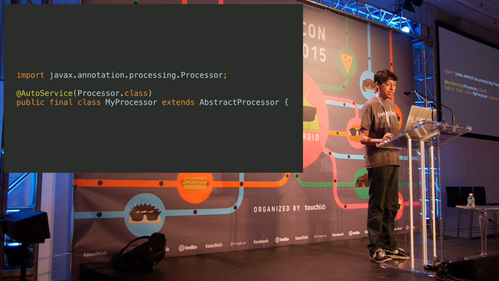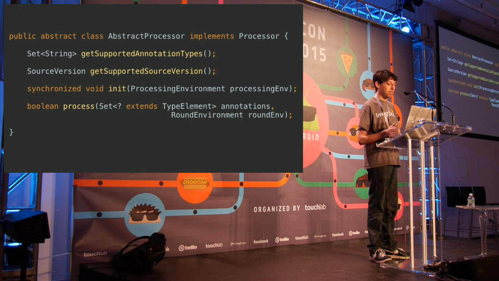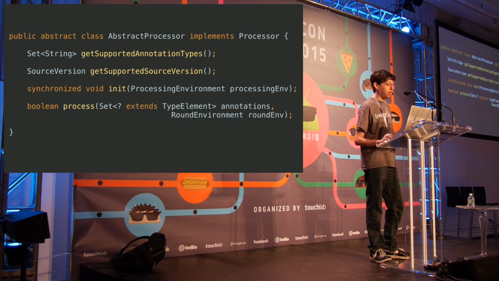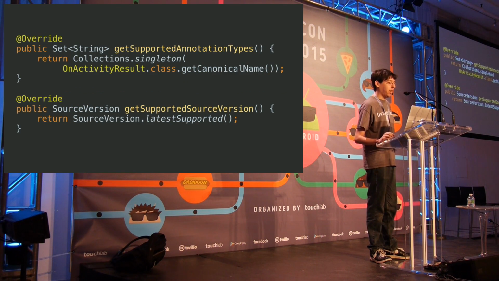AbstractProcessor is the key that makes this work, or it's the best way to go. You can use just Processor, but AbstractProcessor is what's recommended. There are 4 main methods that you want to look at when you are implementing this. The first 2 are really easy: getSupportedAnnotationTypes and getSupportedSourceVersion. You can just return the set of annotations that you want to support. In our case, it's just the one. And for the supported source version, it's recommended to always support the latest.